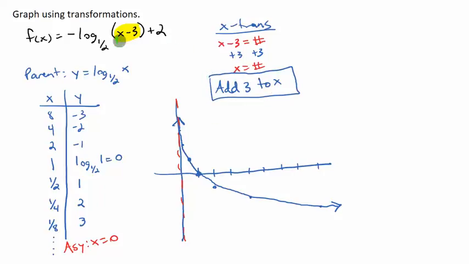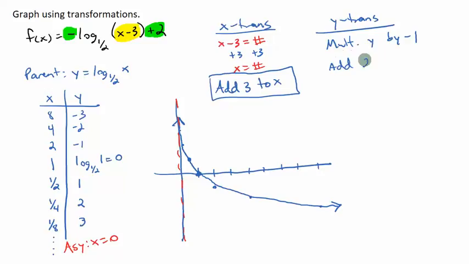My y transformations happen outside the log, which now I've got two of them, the negative and the plus 2. I have to write them in the order that they happen. So I multiply the log by the negative first, and then I add the 2. So multiply y by -1, and then add 2 to y. And I have to do those in that order.